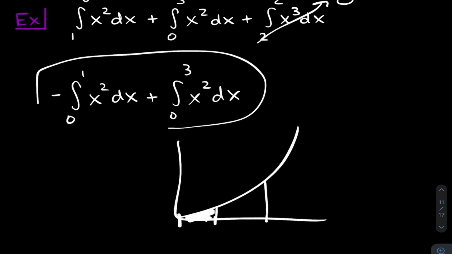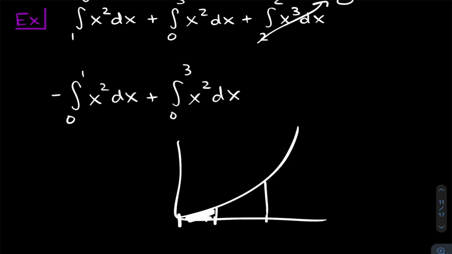Well, what does this equal then? It's this entire area minus this one. Well, it would be this area right here, right? And that area is from 1 to 3. And this is the area sum rule.